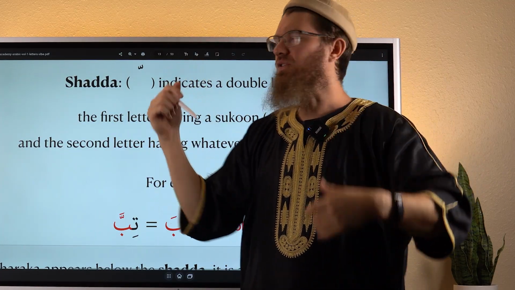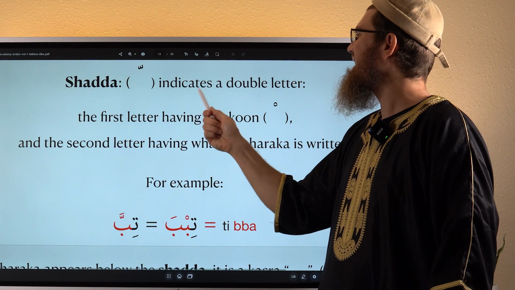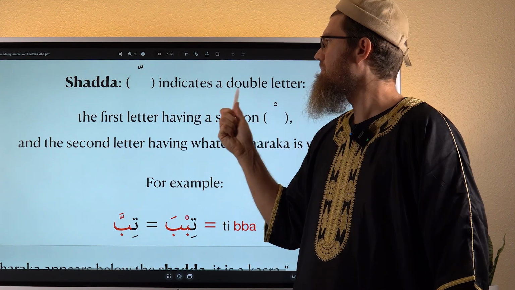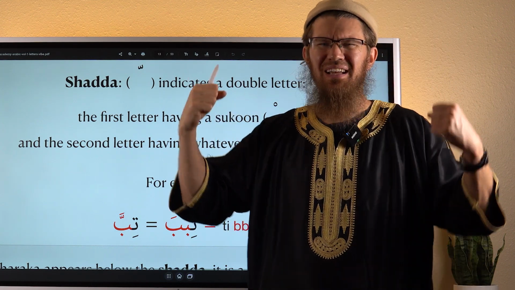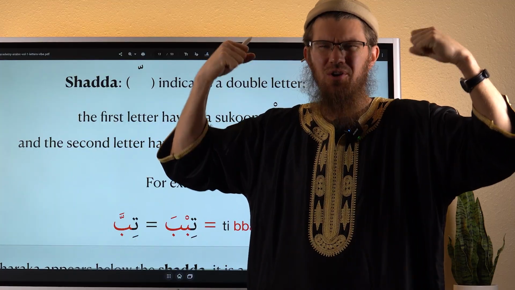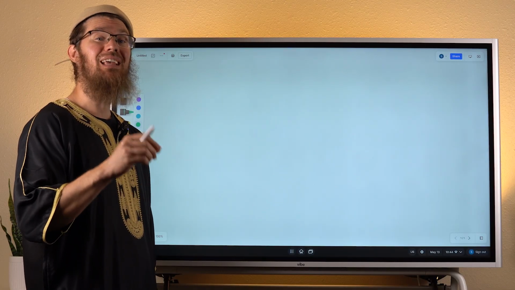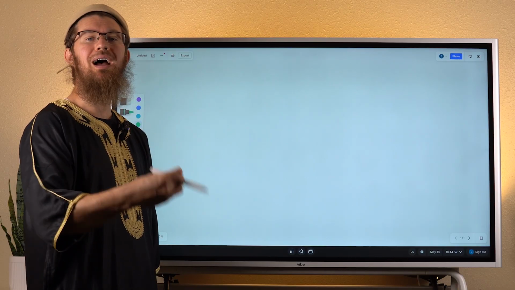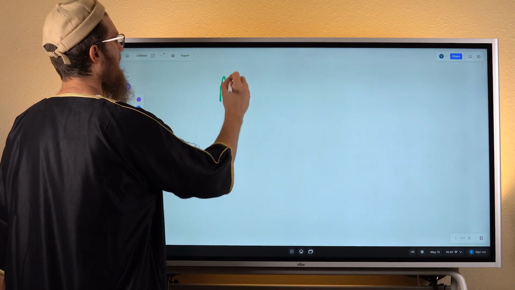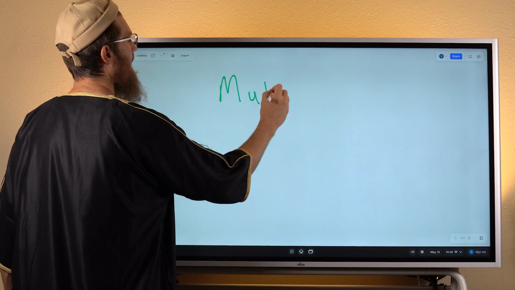The reason this is a useful example is because the shadda indicates a double letter, meaning that it gives the letter that is written above some extra strength regarding how you pronounce it. To give you an example, an Arabic word that contains a shadda is the name Muhammad. So let's take a look at the word Muhammad.